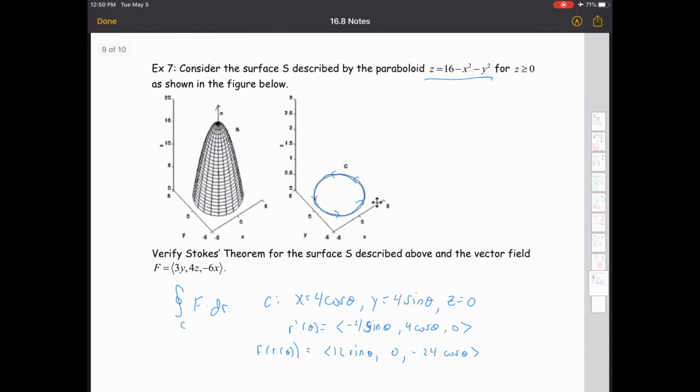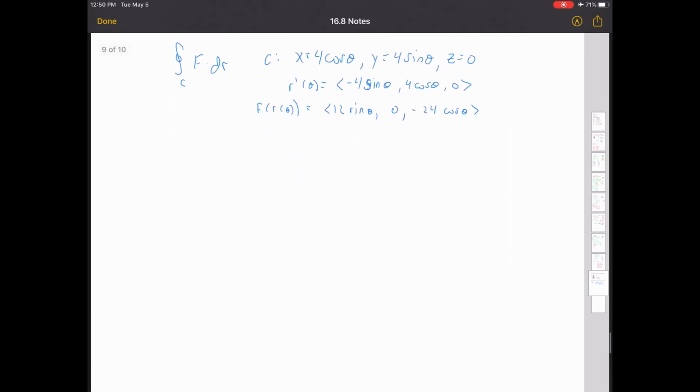So let's scroll down so we can finish up the work here. We know it goes 0 to 2 pi. We're going to have an integral from 0 to 2 pi. Let's dot F and r prime. So negative 4 times 12 is negative 48 sine squared. The middle component is 0. The last component is 0, so that's actually really nice. This one looks like it's going to work out very nicely for us. So we are going to have to reduce the sine squared. So I'm going to pull that negative 48 out to the front.